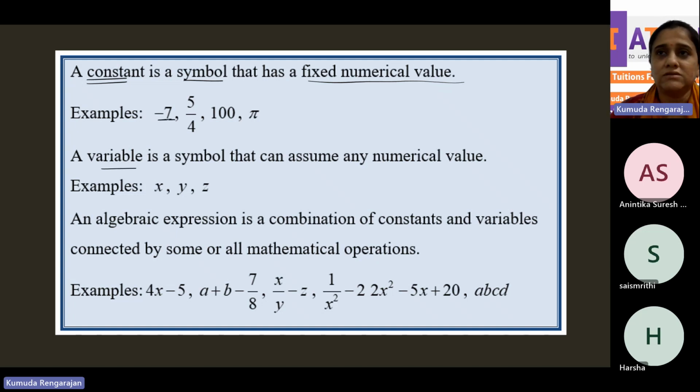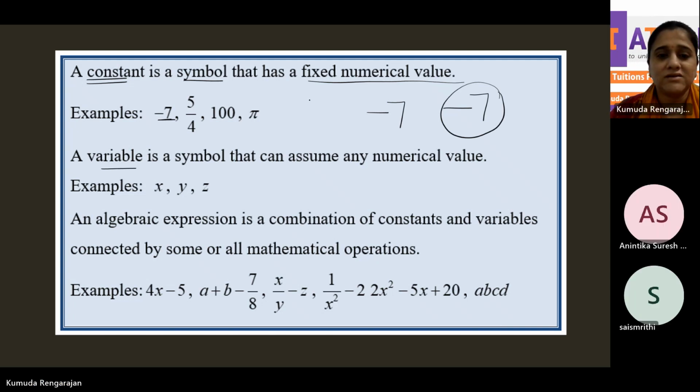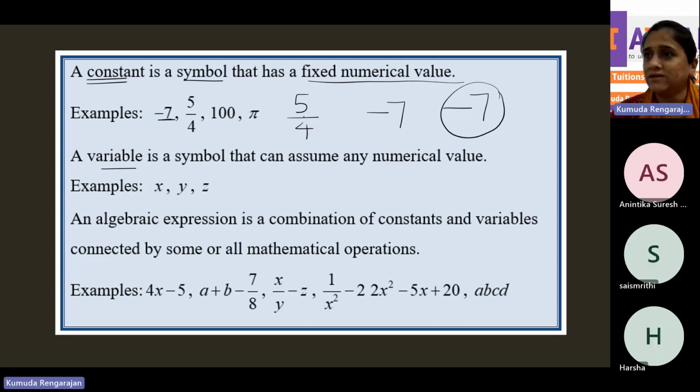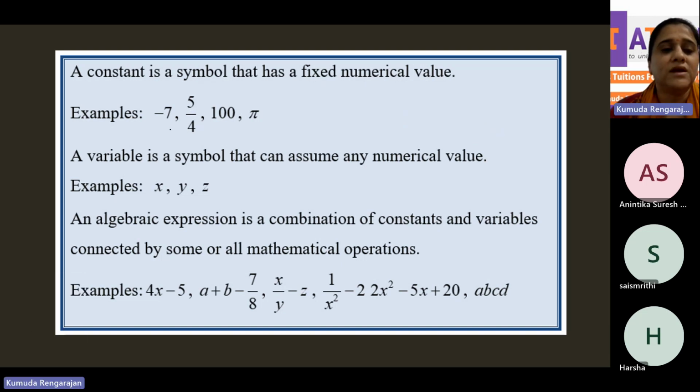Now see, this is a symbol. It's a kind of a drawing, right? It's a symbol, and it has a fixed value, and that fixed value is -7. This is a symbol, and it has a fixed value, which is 5/4. 100 is a constant because it has a fixed value. Pi is also a constant because it has a fixed value. So constants are symbols that take a fixed numerical value.